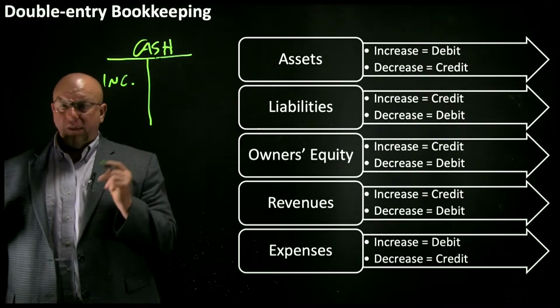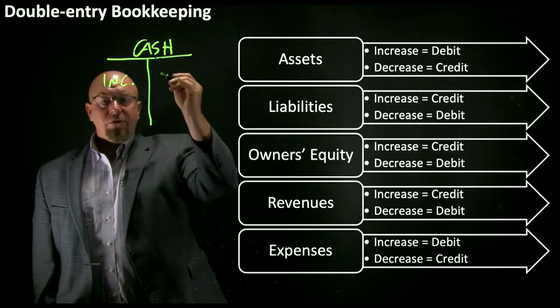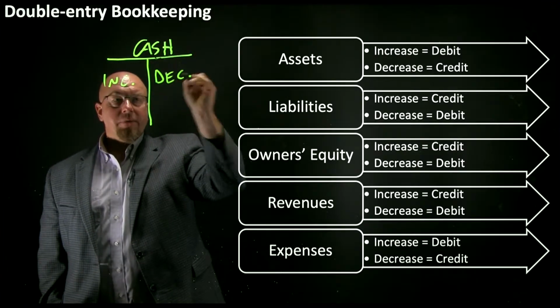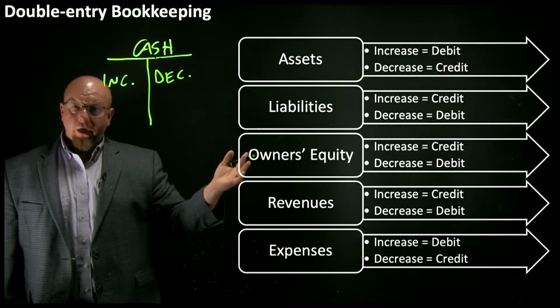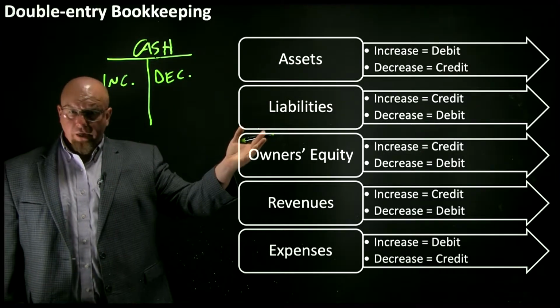You're going to make an entry to the left side of that account. And if you need the cash account to decrease, you're going to make an entry to the right side of the account, which would be a credit entry.